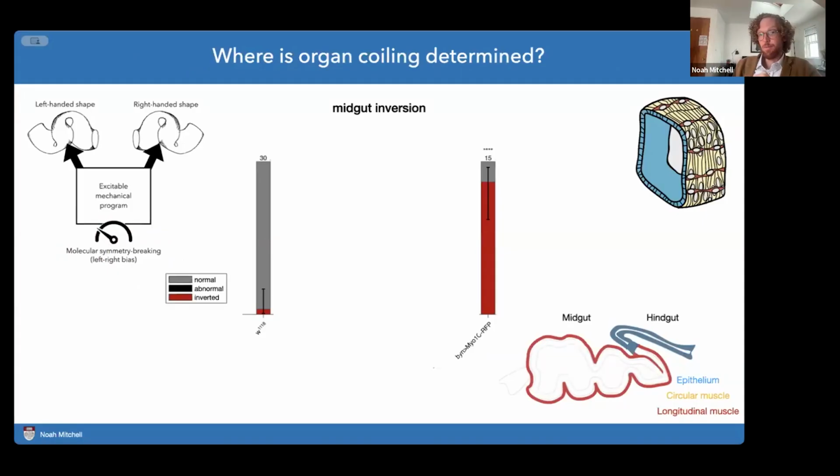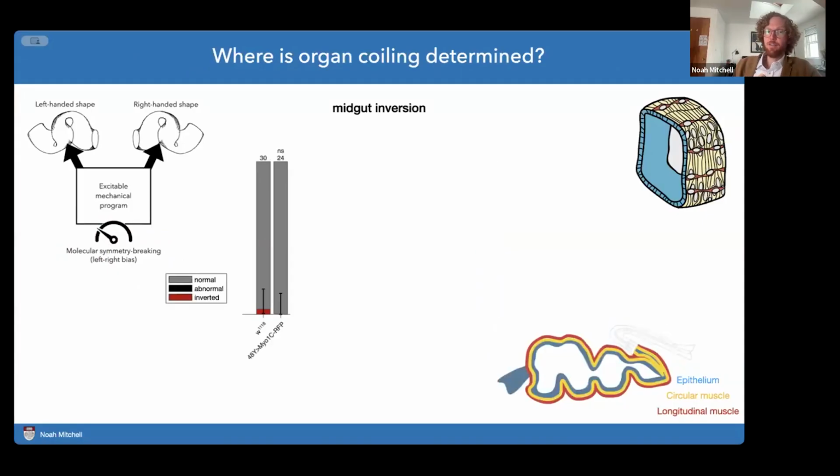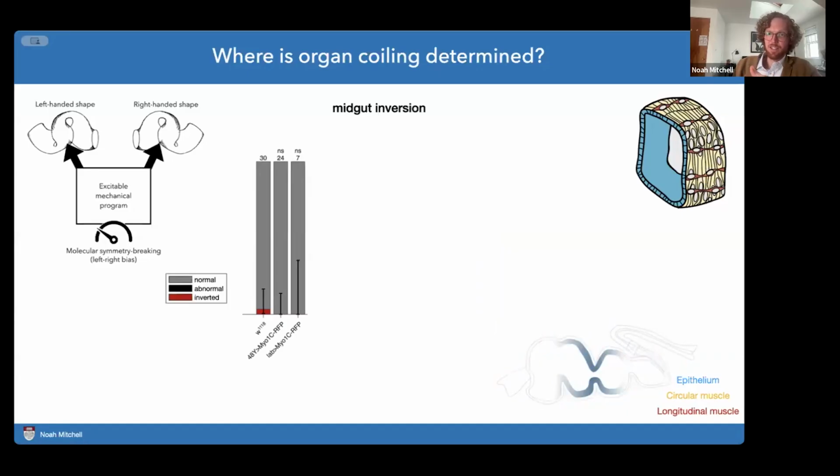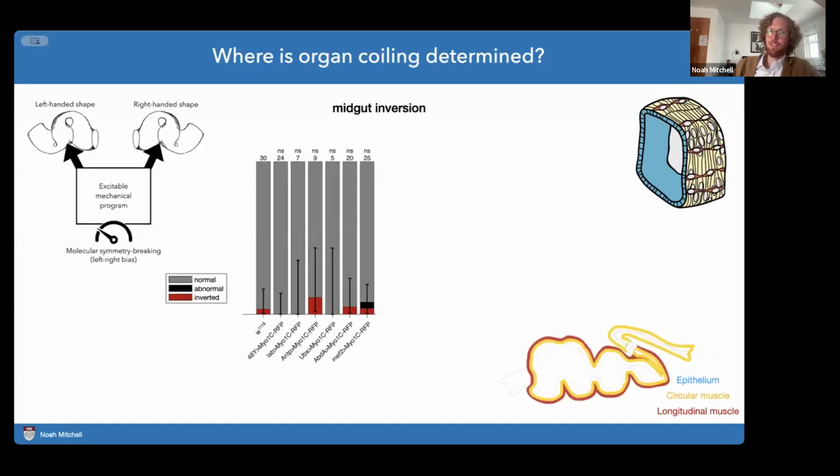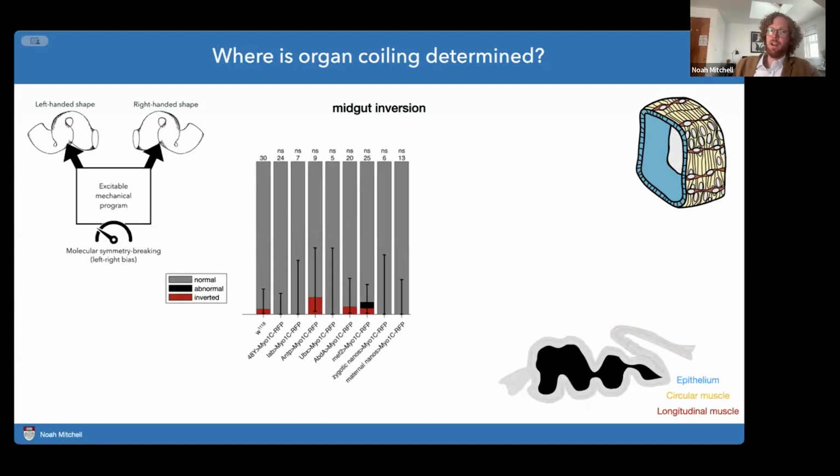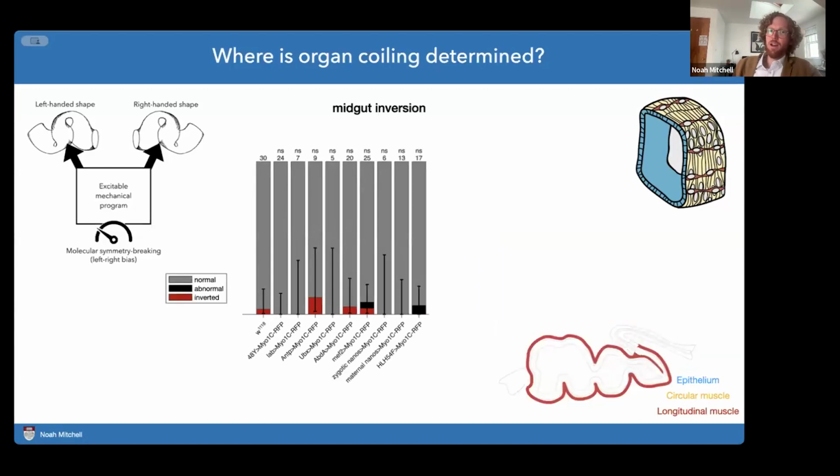And with this myosin 1C overexpression, this is inverted. However, if you drive myosin 1C overexpression in midgut-specific drivers, such as this one, or just in the endoderm, or just in the circular muscle, or in different parts of the circular muscle, or in all of the muscle, or in the yolk, or just in the longitudinal muscle, none of these can invert the midgut.